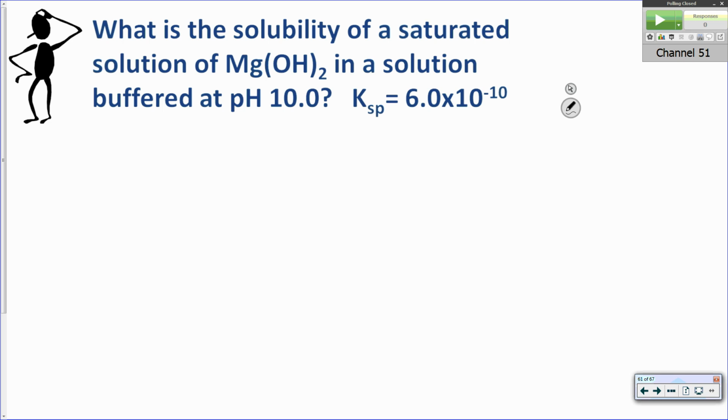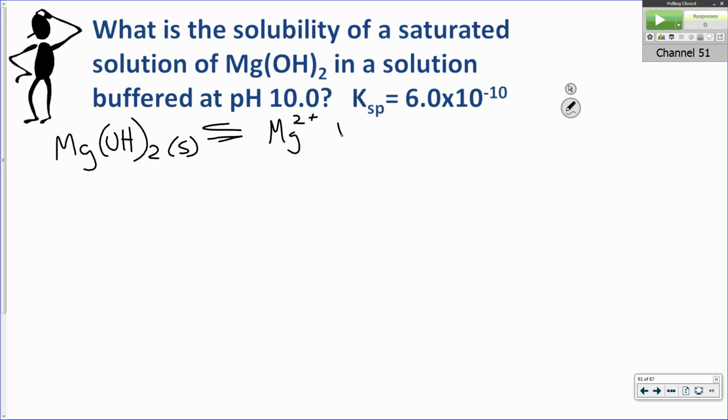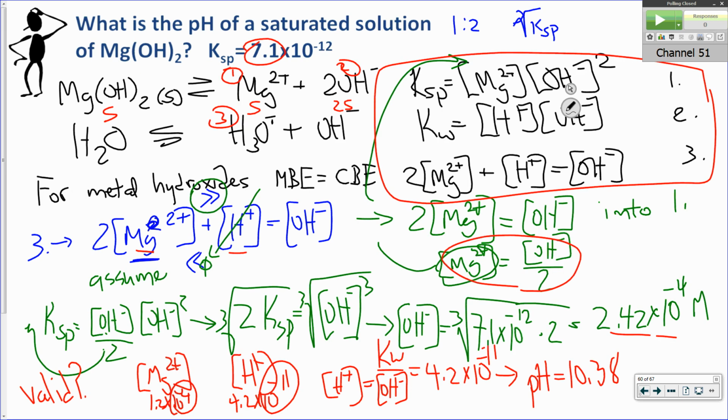So here I want to find the solubility of a saturated solution of magnesium hydroxide. And now I've got it buffered at pH 10. So now I'm not looking for pH. Now I'm wanting to know what is the solubility of it. Same dissociation. What makes this one different? I got the same KSP value.